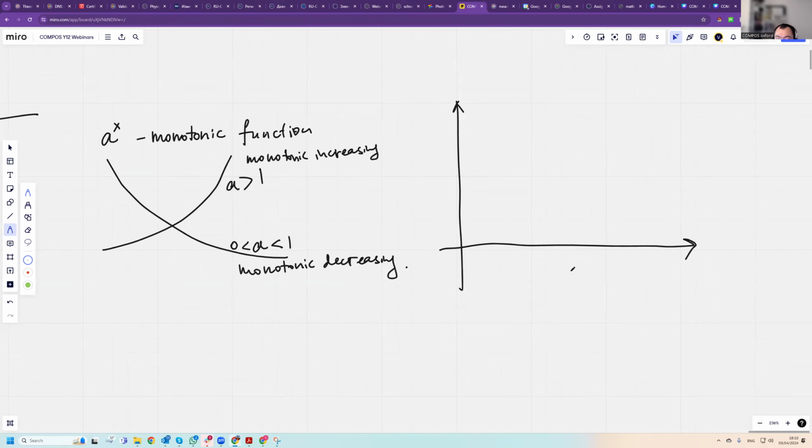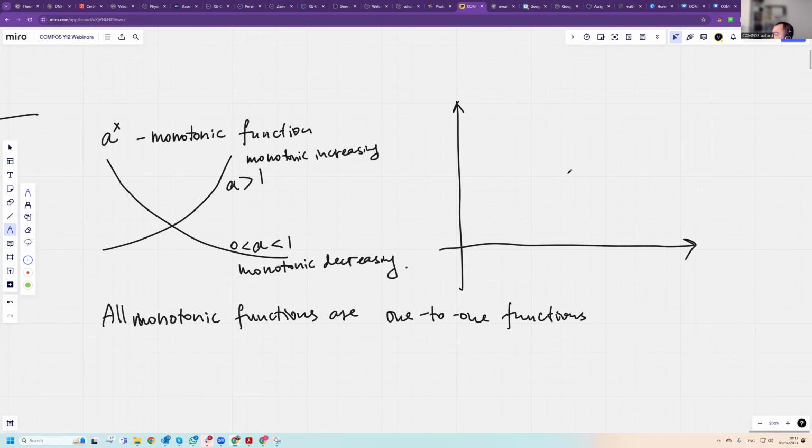Monotonic functions are one-to-one. All monotonic functions are one-to-one functions.